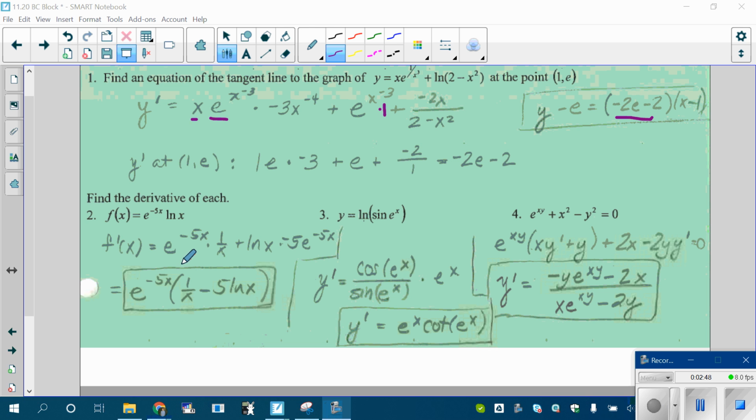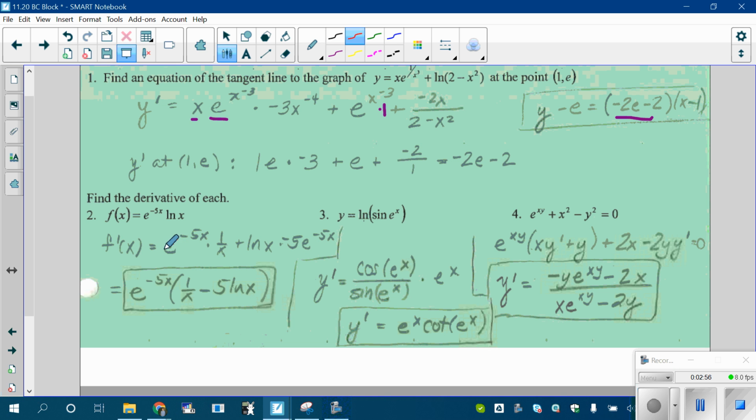Product rule. The second part of product rule, and it involves a little chain rule here. Note that on a multiple choice, you might see someone look at this answer and say, I'm going to GCF out an e to the negative 5x and write it like this. You could leave it like this if it was for your response.